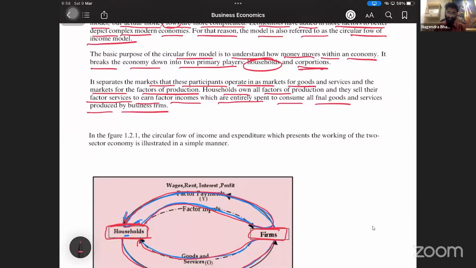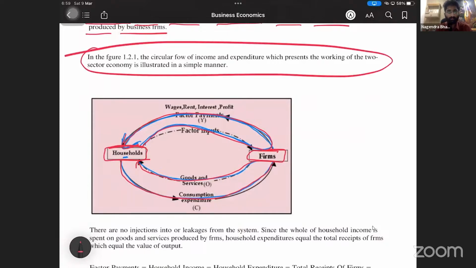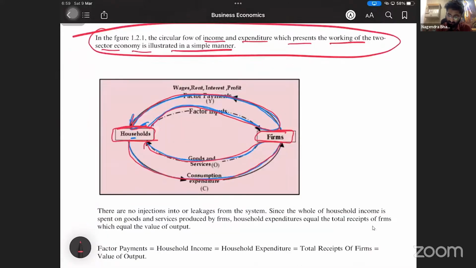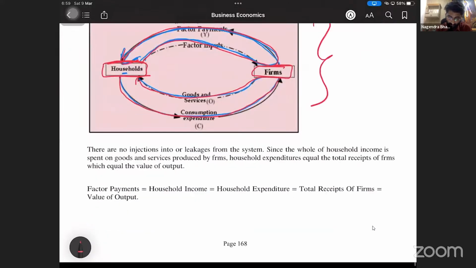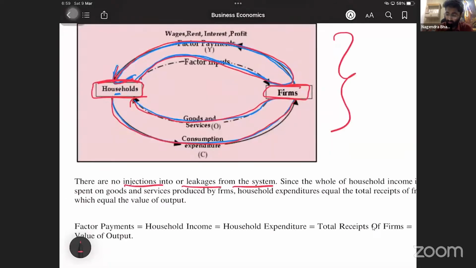Yeah. So that is given in the circular flow. Two sector model में circular flow which is given in the point here. The circular flow of income and expenditure which presents the working of a two sector economy is illustrated in a simple manner in this diagram. If you see, there is no injection into or leakage from the system. This is the system. No money is going outside. No money is coming inside.